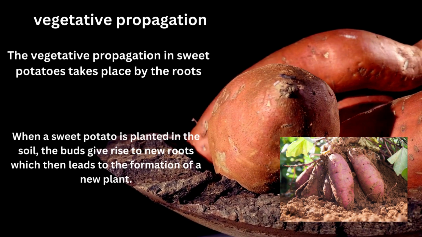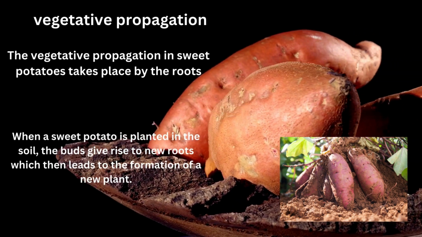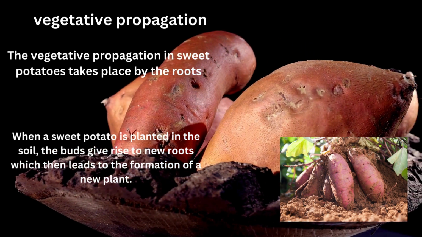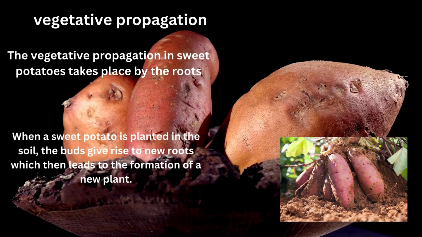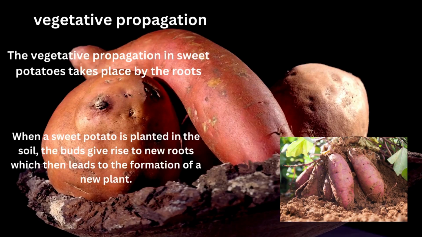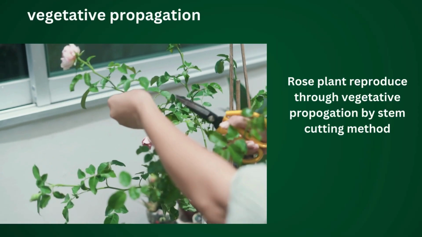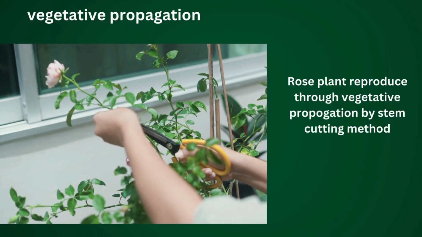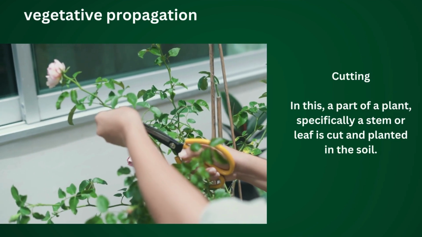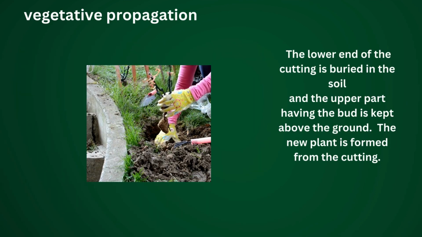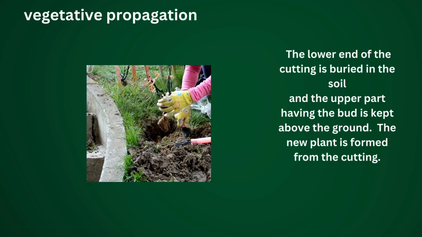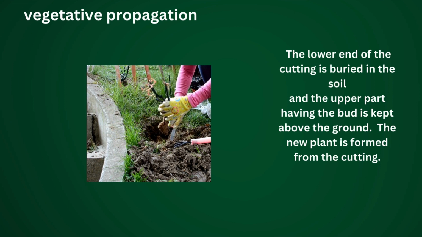The vegetative propagation in sweet potato takes place by the roots. Rose plants reproduce through vegetative propagation by the stem cutting method. In this, a part of a plant, specifically stem or leaf, is cut and planted in the soil. The lower end of the cutting is buried in the soil and the upper part, having the bud, is kept above the ground. The new plant is formed from the cutting above the ground.